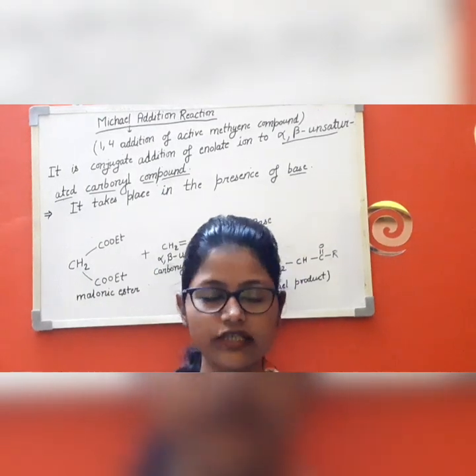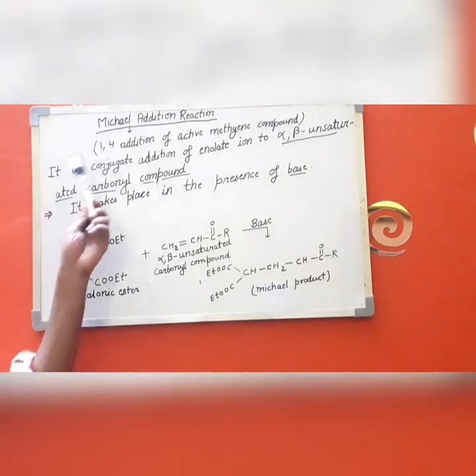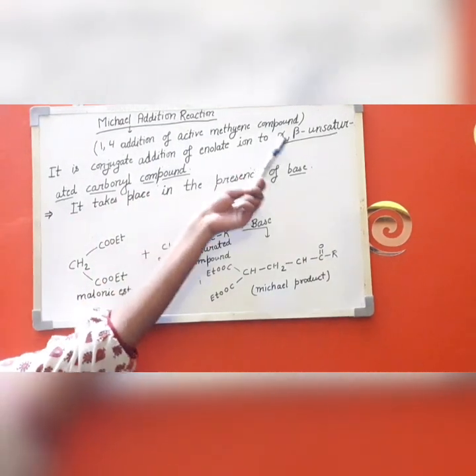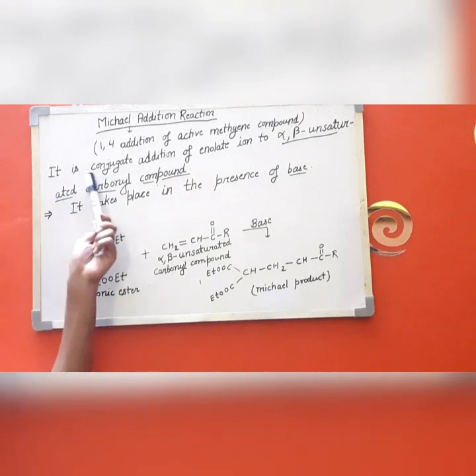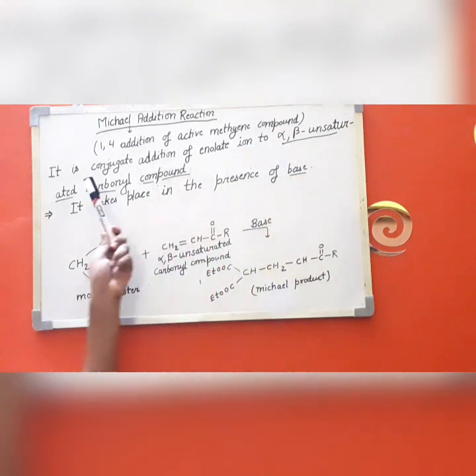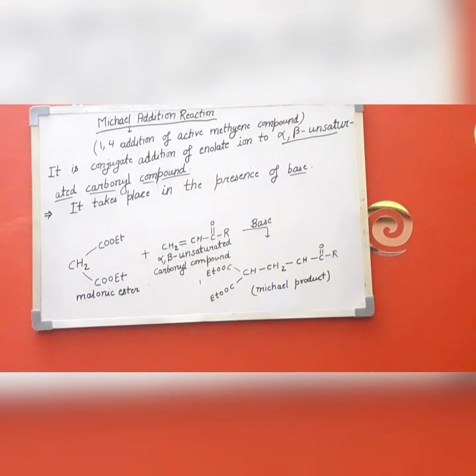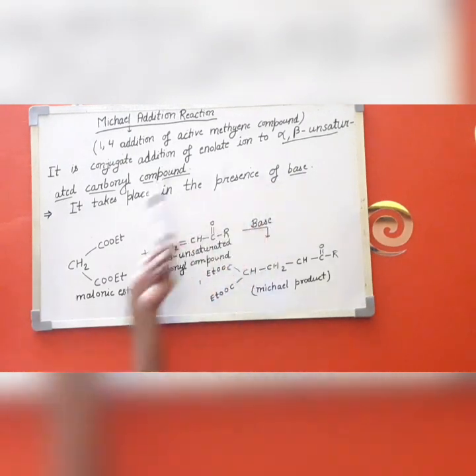In this video, I am going to discuss Michael addition reactions. Michael addition reaction is the 1,4 addition of an active methylene compound. We can also say that it is a conjugate addition of an enolate ion to an alpha beta unsaturated carbonyl compound. And this reaction takes place in the presence of base.